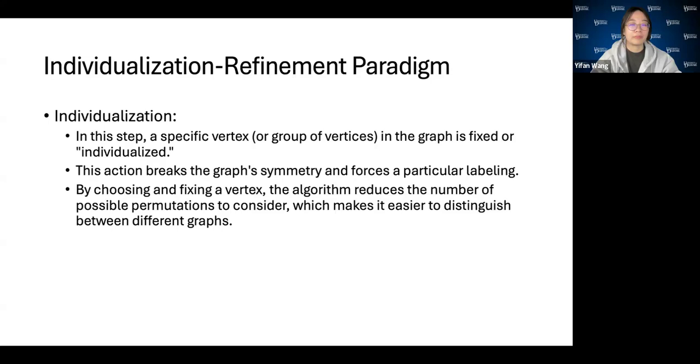And then we will introduce individualization refinement. This is a central technique to Traces. So individualization involves fixing specific vertices to break the graph symmetry. And by choosing and fixing one node, the algorithm reduces the number of possible permutations to consider, which will make the whole process easier to distinguish between different graphs.